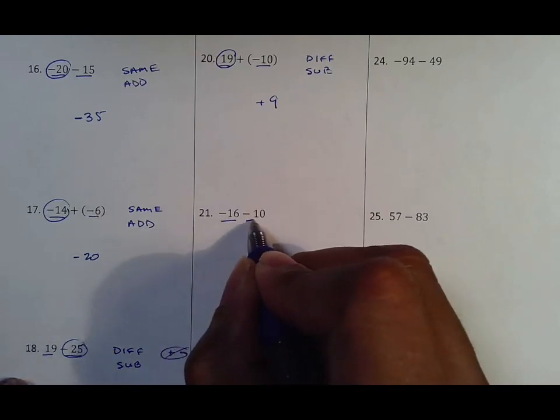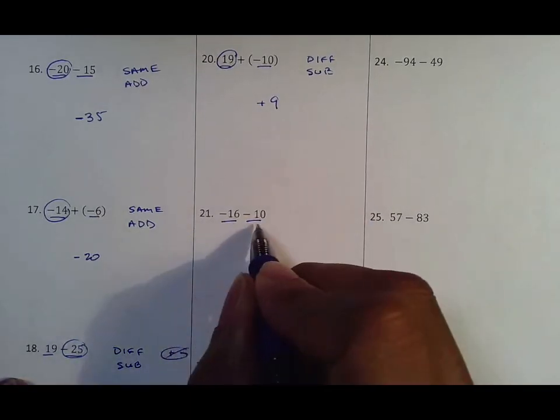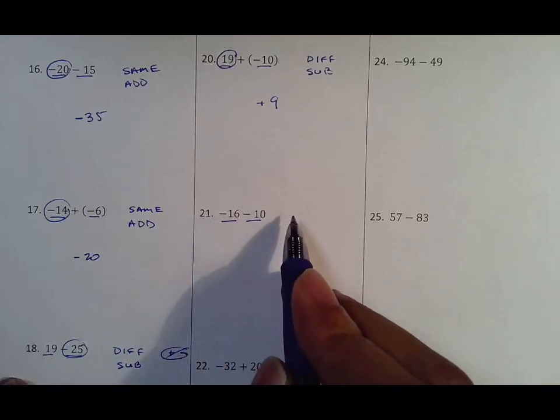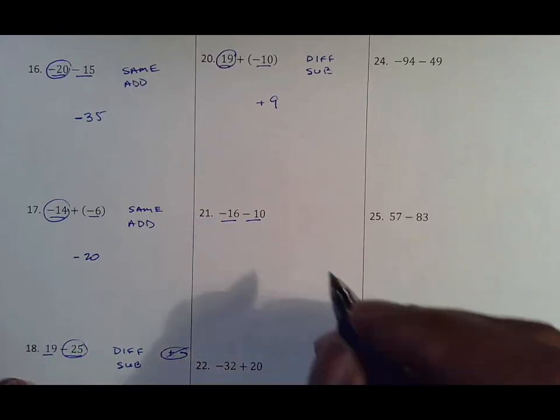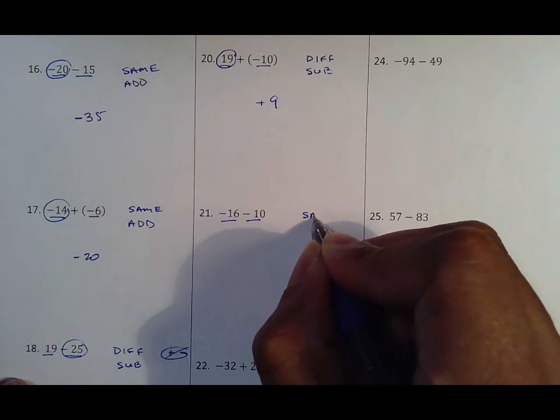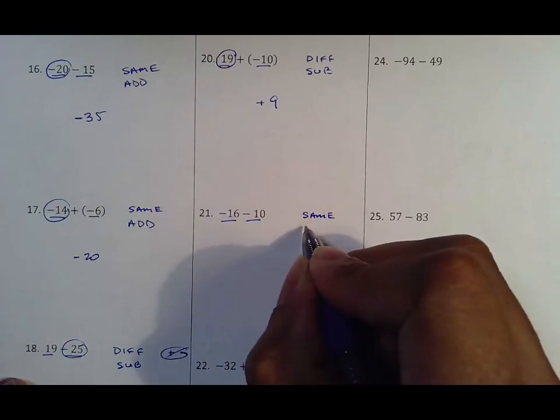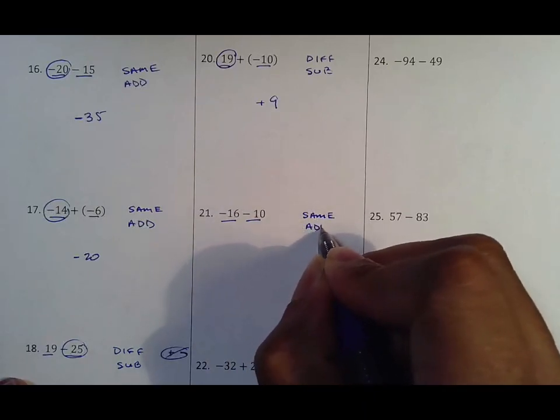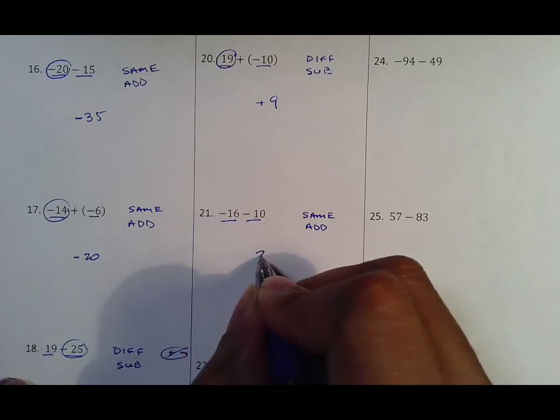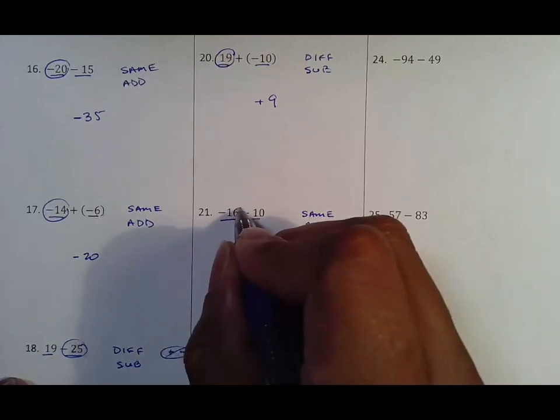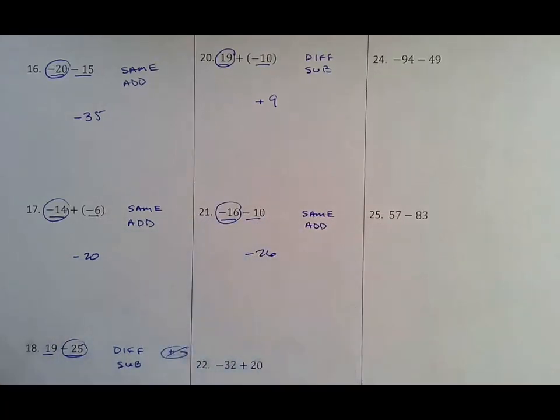Negative 16, negative 10. You won't even need to underline it, because your eyes will just see negative 16, negative 10. Those two, negative and negative, are the same. Because they're the same, nothing cancels, so we will add. 16 and 10 make 26. 16 is bigger. My sign will be negative.